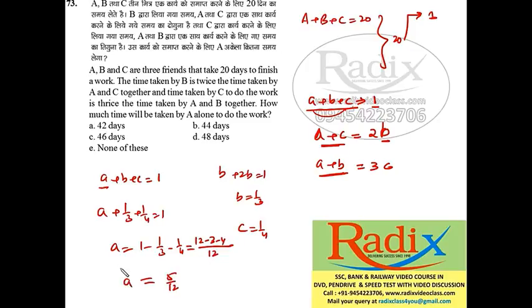It means A completes 5 by 12 unit in one day. We have to calculate how much time will be taken by A alone to do the work. Now 20 unit work, he completes 5 by 12 per day. So time taken by A would be 20 divided by 5 by 12, or 48. Answer is option D. Okay, next question.